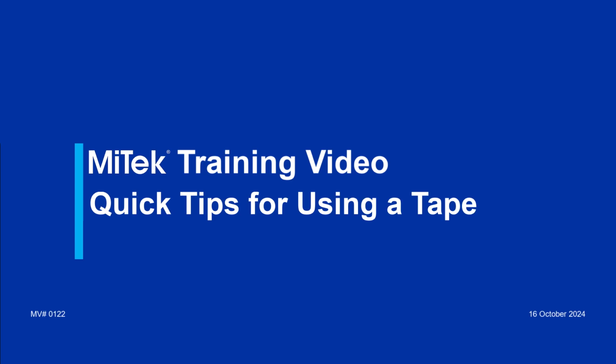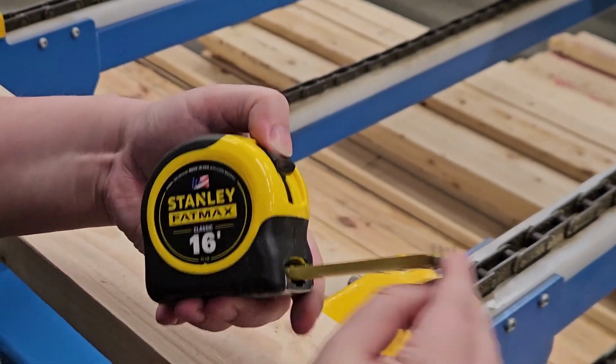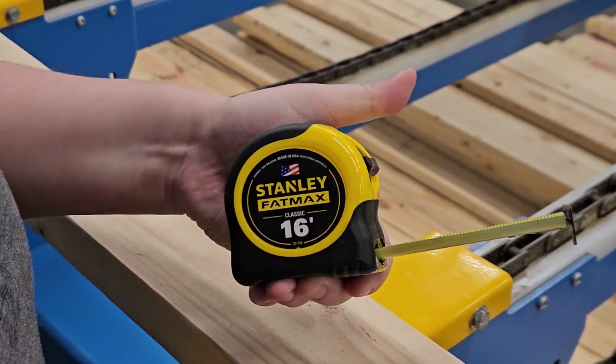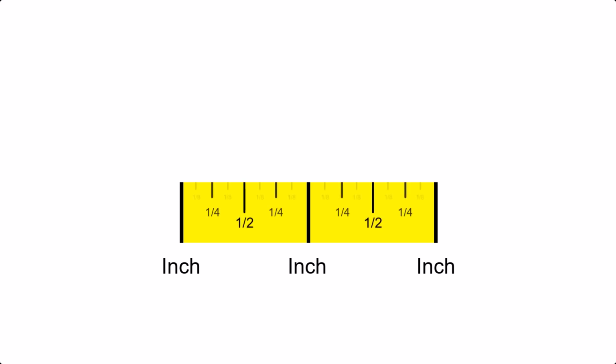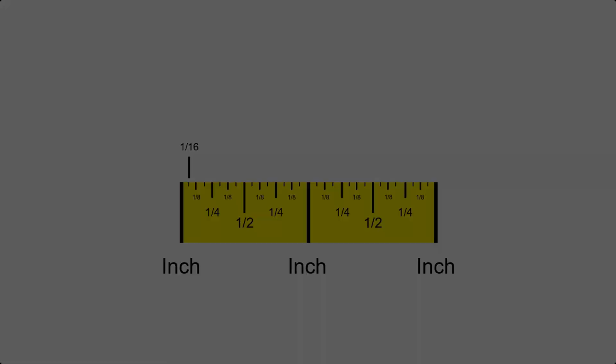Here are some quick tips for when you're using a tape measure. Before taking any measurements, you should familiarize yourself with the tool that you are using. A standard tape measure will divide feet into 12 inches and inches divided into halves, quarters, eighths, and sixteenths. Be careful to note if you are using a new tape measure, as it may note lengths differently.